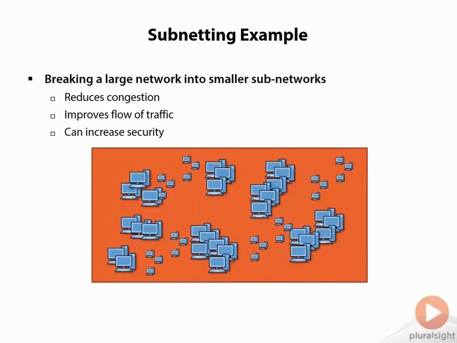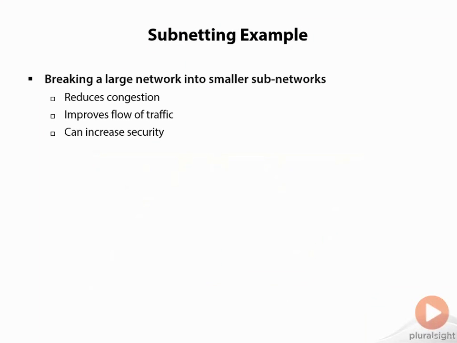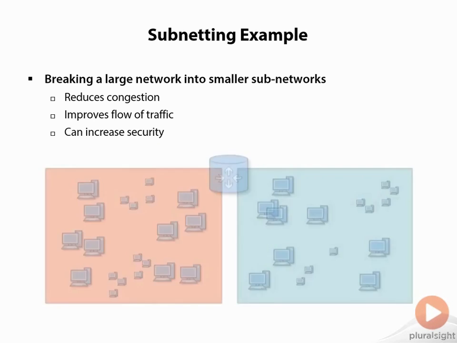So here we have one big giant network. We have lots of computers, right? Hundreds or thousands of hosts. Well, what we want to do is get away from having one big network with a lot of traffic, lots of collisions, and also limited security. We'd much rather have a more secure network and break it into smaller subnetworks, reducing congestion, improving the flow of traffic, and increasing security.